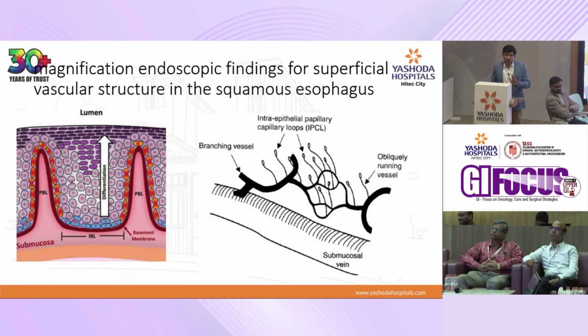In the esophagus, there are no pits. In the esophagus, there are papillae. So, if you see esophageal mucosa on image-enhanced endoscopy, you find structures like submucosal vessels, and there will be small capillaries forming loops. These are called intraepithelial papillary capillary loops, in short IPCL. Unlike in gastric and colonic mucosa, where we use both the mucosal surface pattern and vascular structures to know whether there is dysplasia or not, in the esophagus we depend only on the vascular pattern to say whether it is normal or abnormal mucosa.